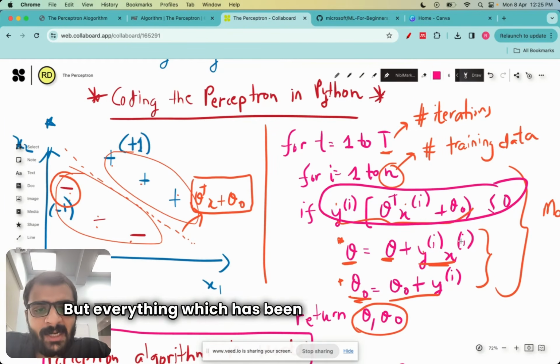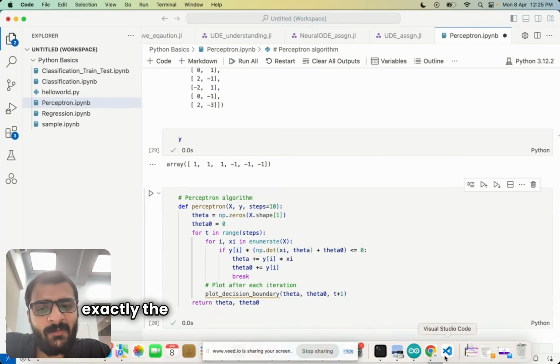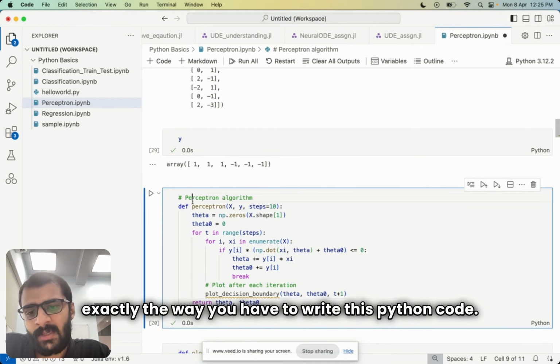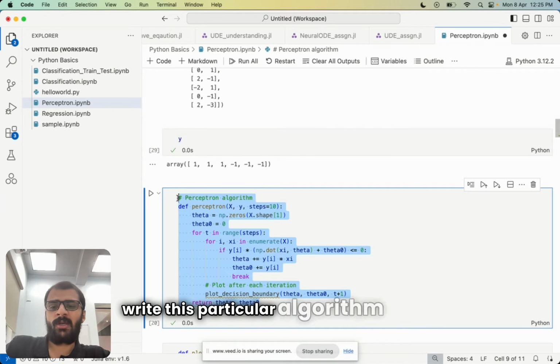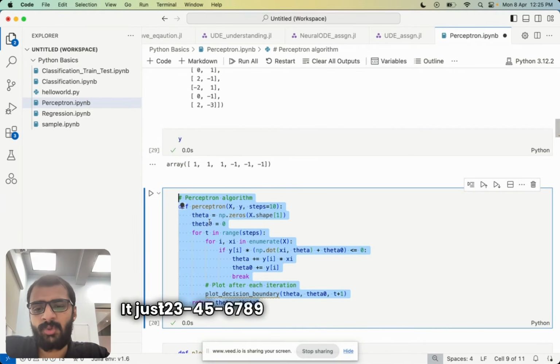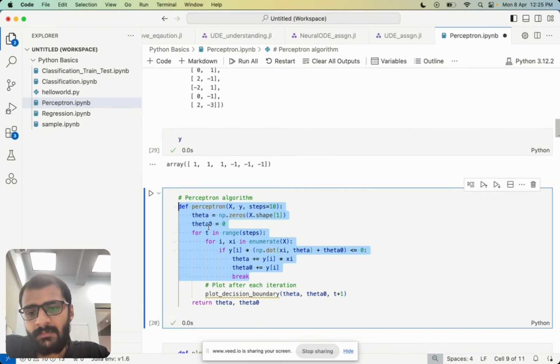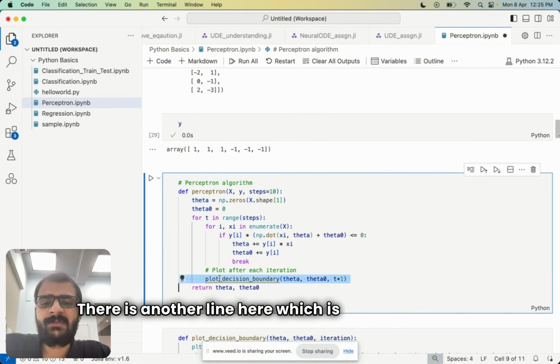But everything which has been written down on paper is exactly the way you have to write this Python code. So it is actually very easy to write this particular algorithm in Python. It's just 1, 2, 3, 4, 5, 6, 7, 8, 9 lines of code. That's it. There is another line here which is basically plotting.